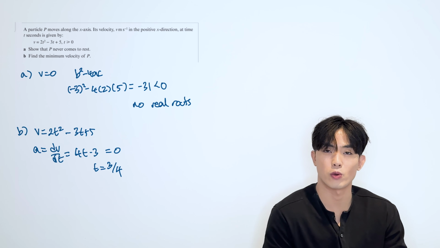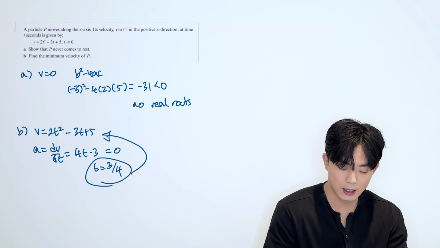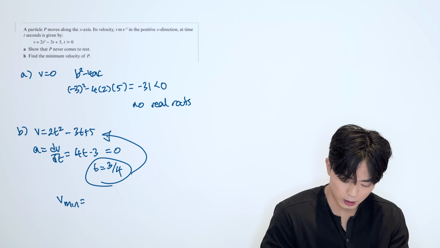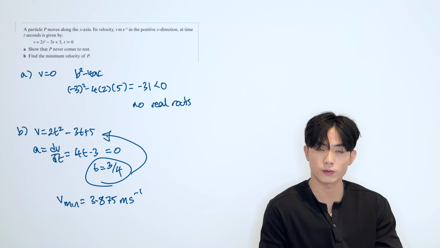So this is a time at which the velocity is minimum, which I can now substitute back into the velocity function. And I get that the minimum velocity is going to be equal to 3.875 meters per second, like so.